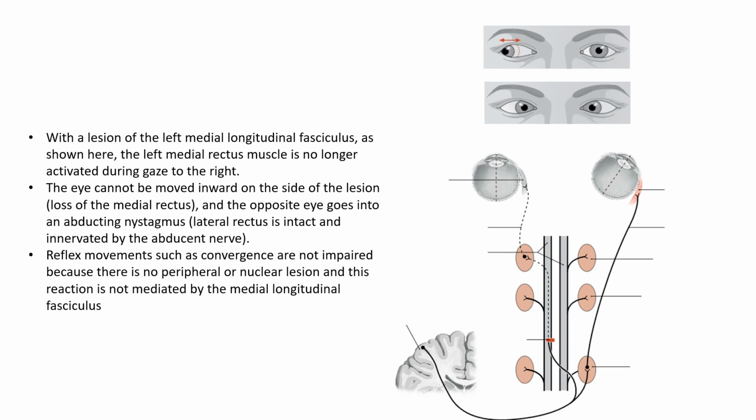With the lesion on the left MLF, as shown here, you can see that lesion. I'll point it out with my red marker. Right there's where they're lesioning it. With a lesion on the left MLF, the left medial rectus muscle is no longer activated during gaze to the right. The eye cannot be moved inward on the side of the lesion, loss of medial rectus, and the opposite eye goes into an abducting nystagmus. The lateral rectus is intact and innervated by the abducent nerve. Reflex movements such as convergence are not impaired because there is no peripheral or nuclear lesion and this reaction is not mediated by the MLF.